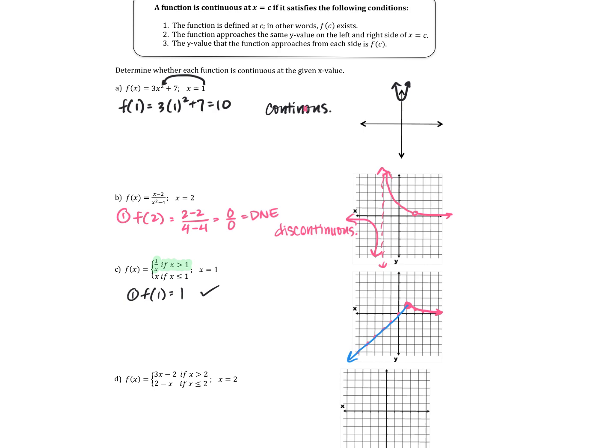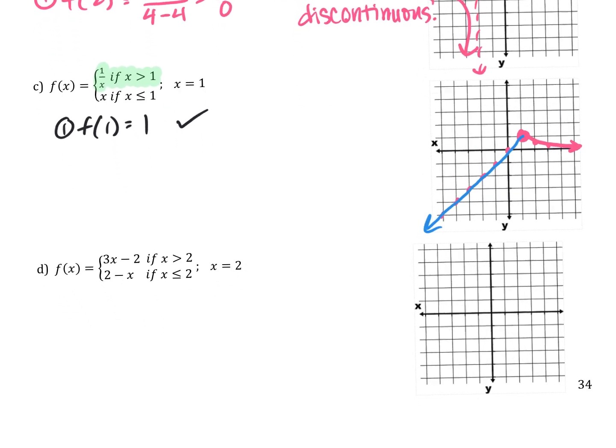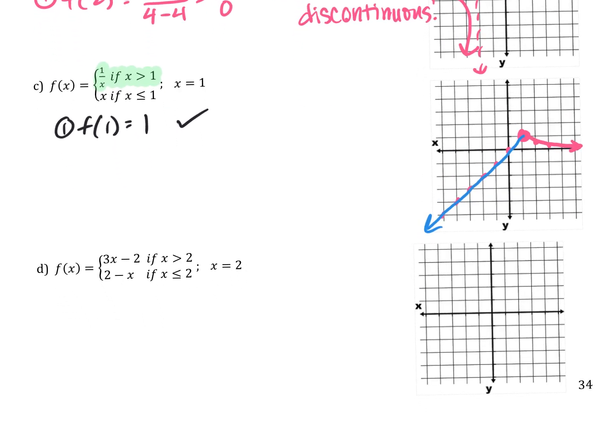The second requirement: the function approaches the same y value on the left and the right side of x equals c. What? That is very crazy. That's when we have to do some of our limits. Let me talk to you one more time. Ready? The limit as x approaches 1 from the left. That's how we're going to write that. This is all brand new, so just give yourself a sec.